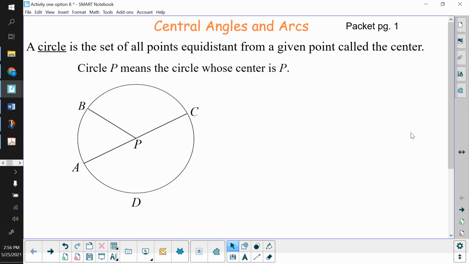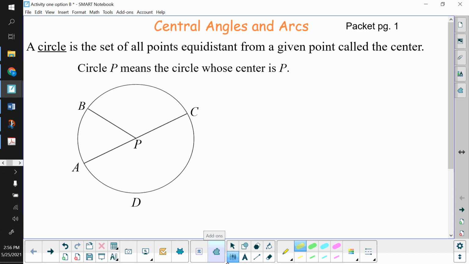This video will talk about central angles and how their degree value relates to the degree value of the arc in the circle, as well as inscribed angles and how their degree value relates to the degree value of the arc. You have part of these notes on packet page 1, so you should be starting there. Anything that's highlighted are the things that you'll fill in the blanks that are in your packets.